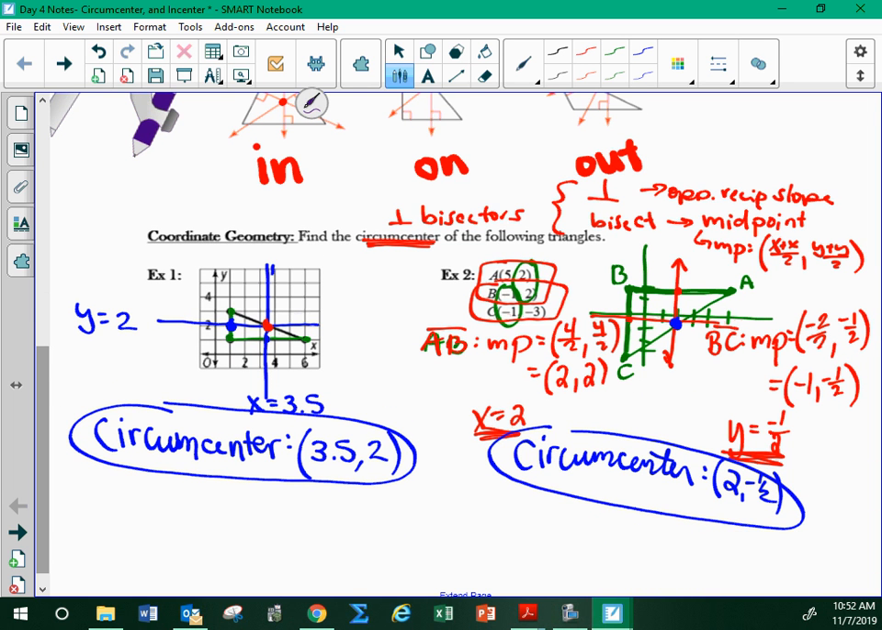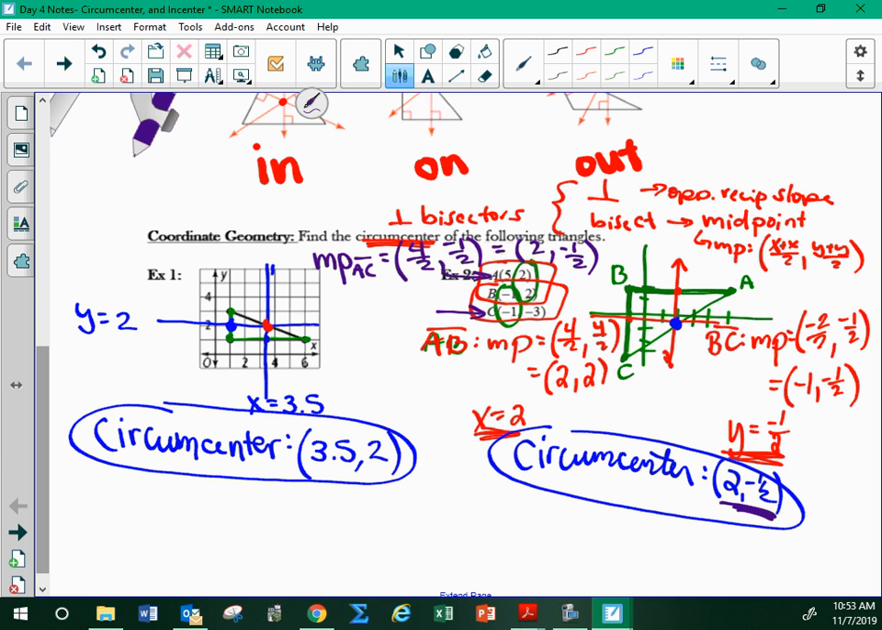Which side is my hypotenuse, for example? AC. So taking a look at AC, I would like for you to find the midpoint of side AC. Alright, so we've got 5 plus -1 is 4. I have a 2. 2 plus -3 is -1. I have a 2. Did you guys get (2, -1/2)? How convenient.